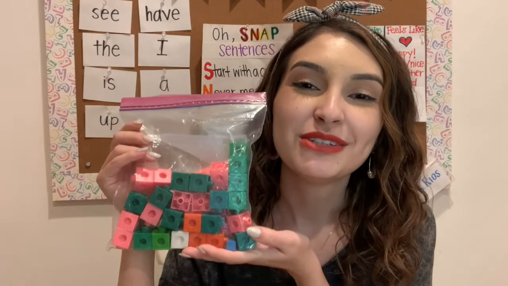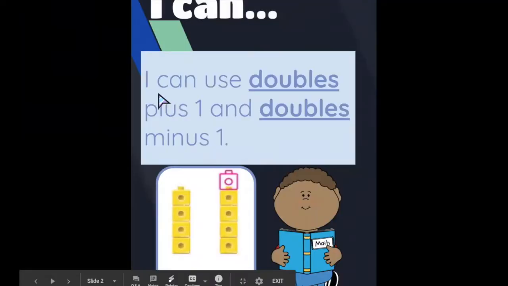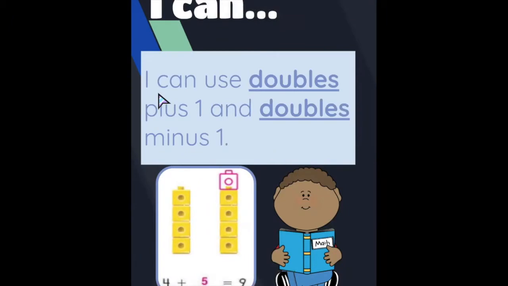Here's what you're going to need to complete this lesson with me. You're going to need your GoMath book. You're also going to need your pencil. And last but certainly not least, you're going to need your linker cubes. Once you have all of these math tools, then we can get started. Our I can statement for Lesson 3.5 says, I can use doubles plus 1 and doubles minus 1.